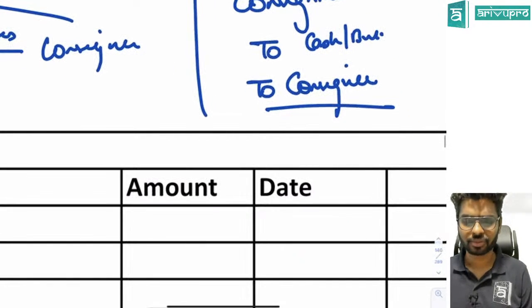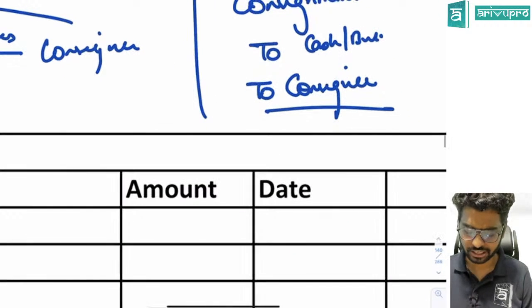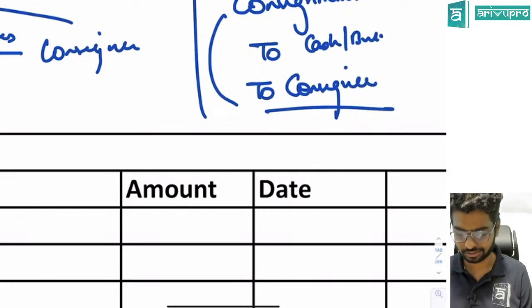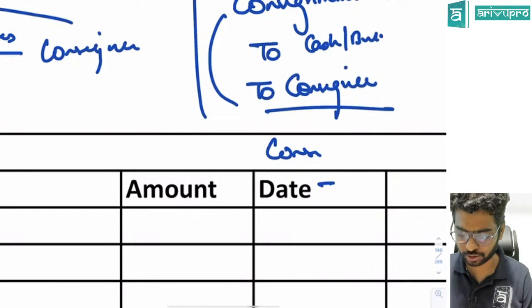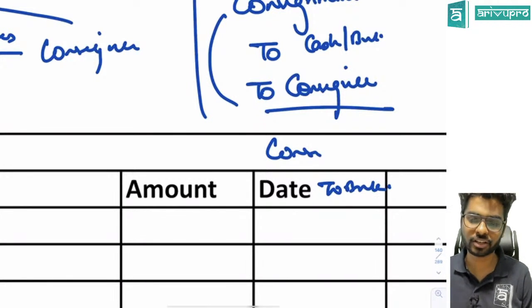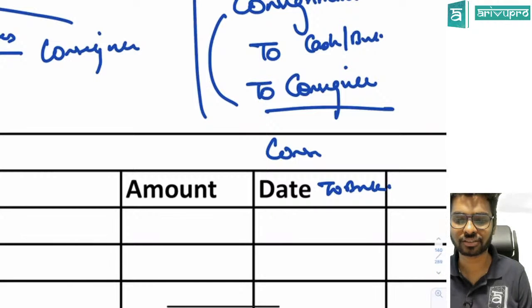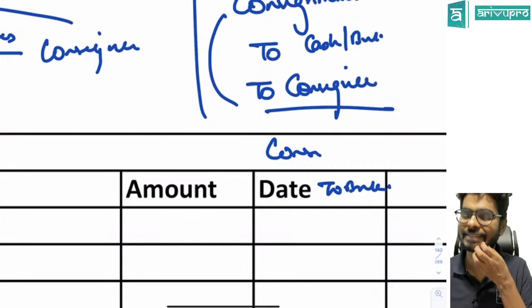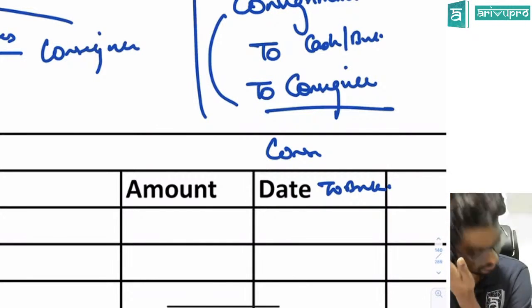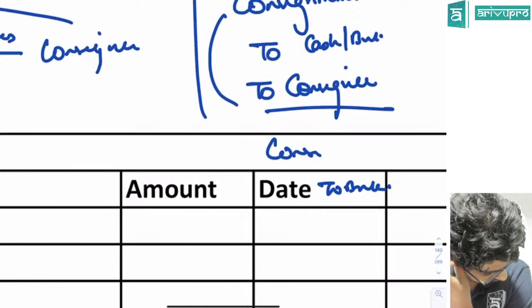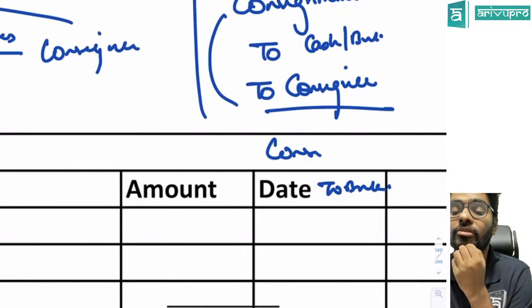Sir, when I do consignment to consignee, my next entry will become consignee to bank, no sir, because I have to pay that expense. So what's the doubt, sir? Harini madam.